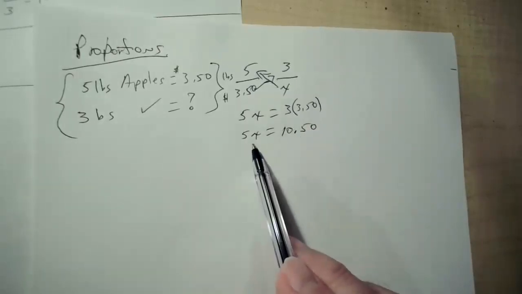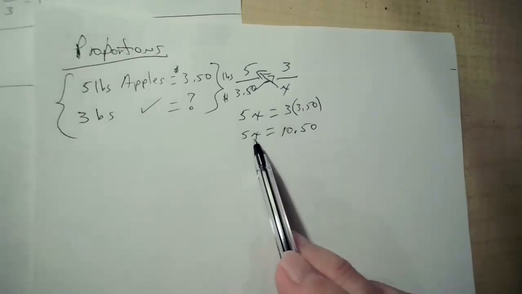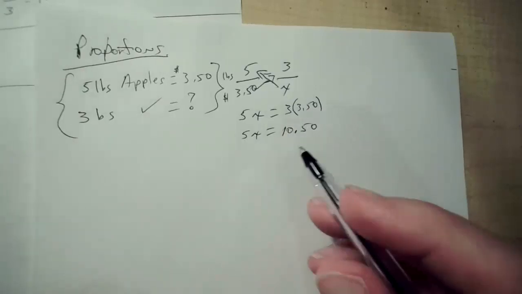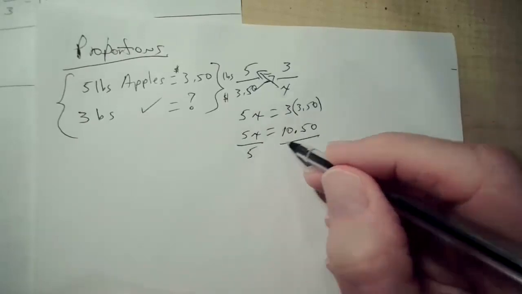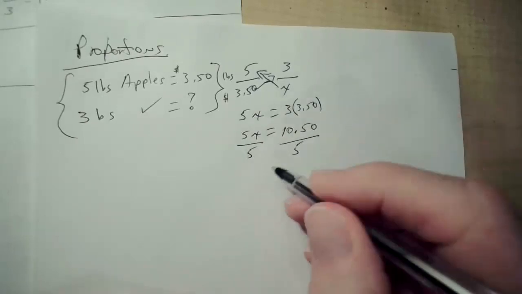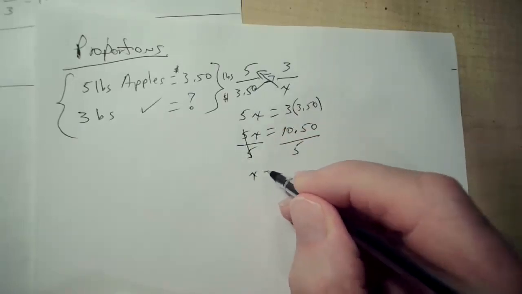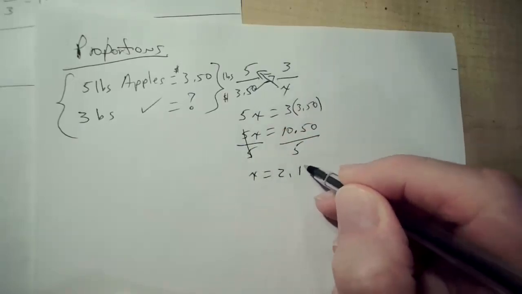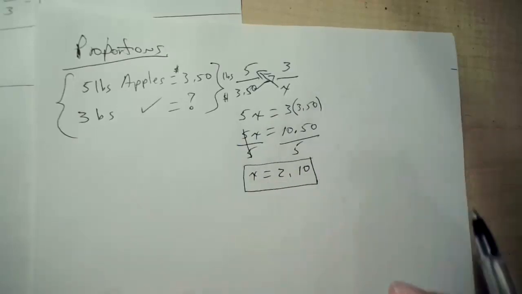Now, how do we solve this? Very simply, we have 5 times x, and multiply. So how do we undo multiplication? Division. Divide this side by 5. Whatever you do to one side, you have to do to the other. 5 divided by 5 is 1x, or just x, equals $2.10. Okay?